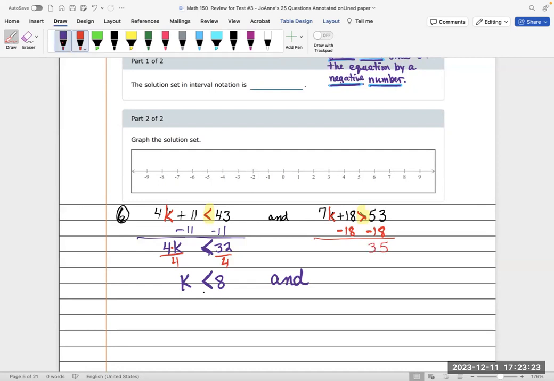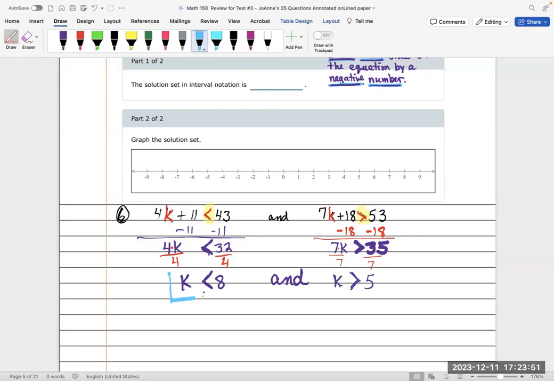I'm adding or subtracting. So I'll write down the inequality. I'll have 35, and I'll be left with 7k plus 0. 7k plus 0 is just 7k. The opposite of multiplying is dividing. So here again, I'm dividing, but I'm dividing by a positive 7. So my answer is k greater than 5.